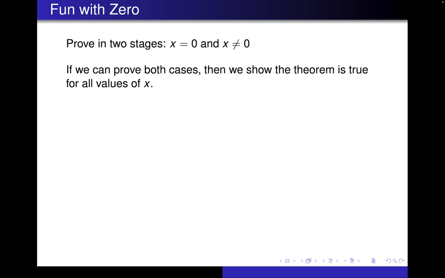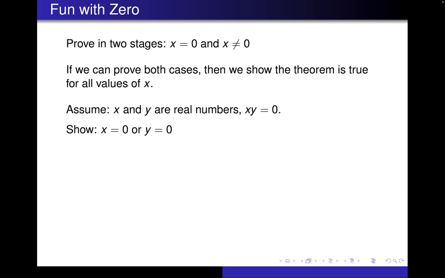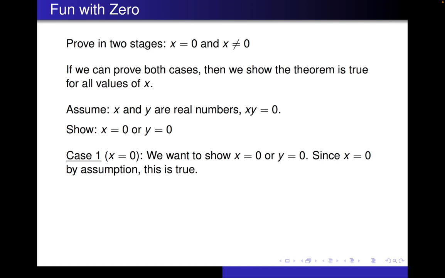So here's the deal, right? Those are the only two possibilities for x. If we can prove both cases, then we've shown the theorem is true for all values of x. So we're going to assume that x and y are real numbers and xy equals 0, and we're going to show that x equals 0 or y equals 0. But again, we're going to split that assumption into two possibilities. Case 1 is where x equals 0. It sounds a little bit weird, but we want to show that x equals 0 or y equals 0. Since we're assuming x equals 0, we already have that x equals 0, and so that tells us that one of them is true, and so then the or statement is true as well. So, all done.